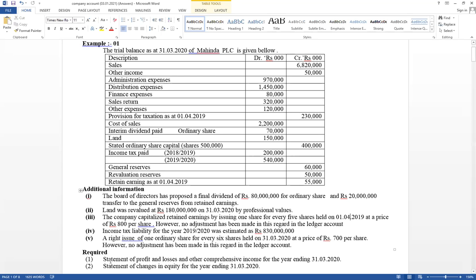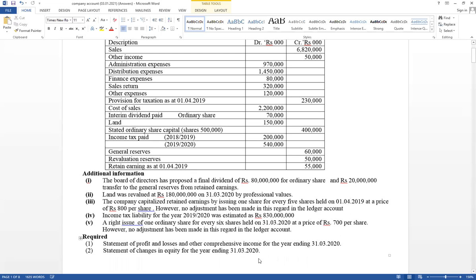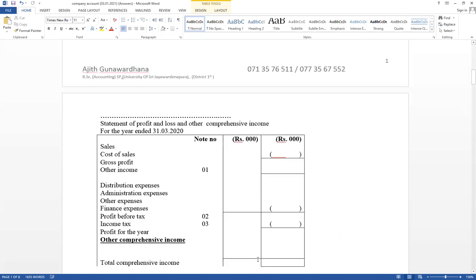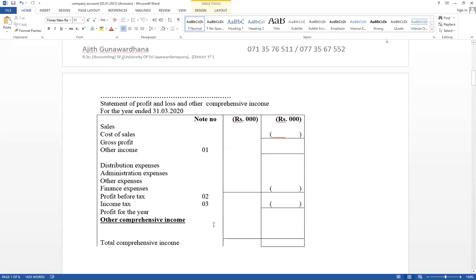Right, in the requirement it has given the statement of profit and loss and other comprehensive income and the statement of changes in equity. They ask. Right, this is a format. First one, draw the format like this. This is the statement of profit and loss and other comprehensive income. Name of the business from the beginning. Then statement of financial position. Statement of profit and loss and other comprehensive income for the year ended 31st March 20.